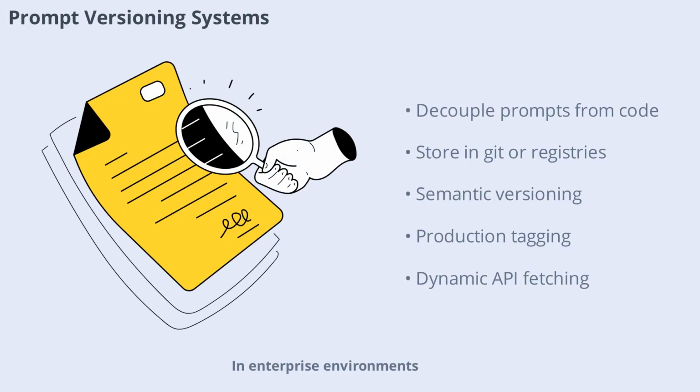In enterprise environments, prompt versioning is crucial for managing changes and ensuring reproducibility. Prompts should be decoupled from application code and treated as configurations. Store them in Git repositories or specialized registries like LangSmith or Weights and Biases Prompts. Use semantic versioning such as v1.2.0 and tag production-ready prompts with a production label. This approach allows prompts to be dynamically fetched via an API, supporting safe updates and rollbacks. Proper versioning ensures that you can track changes and maintain consistency across deployments.